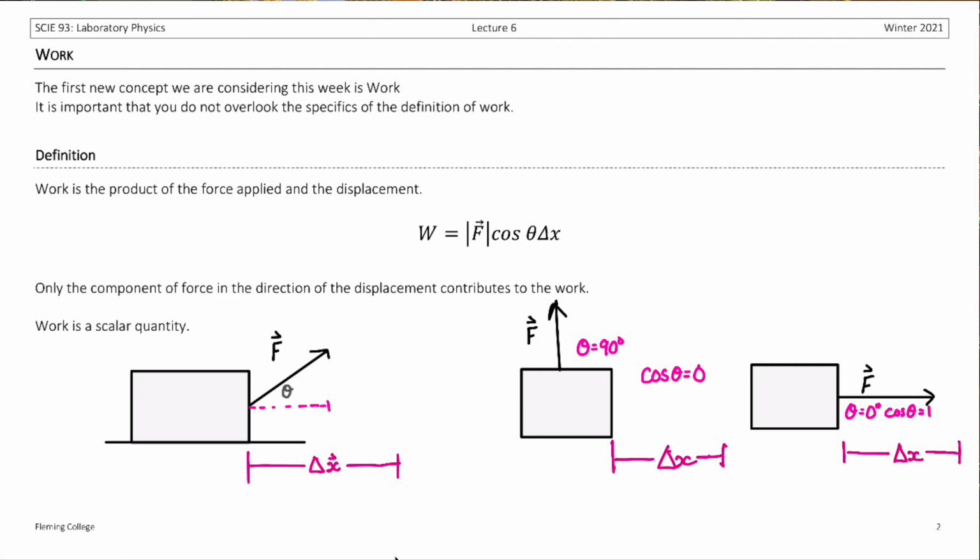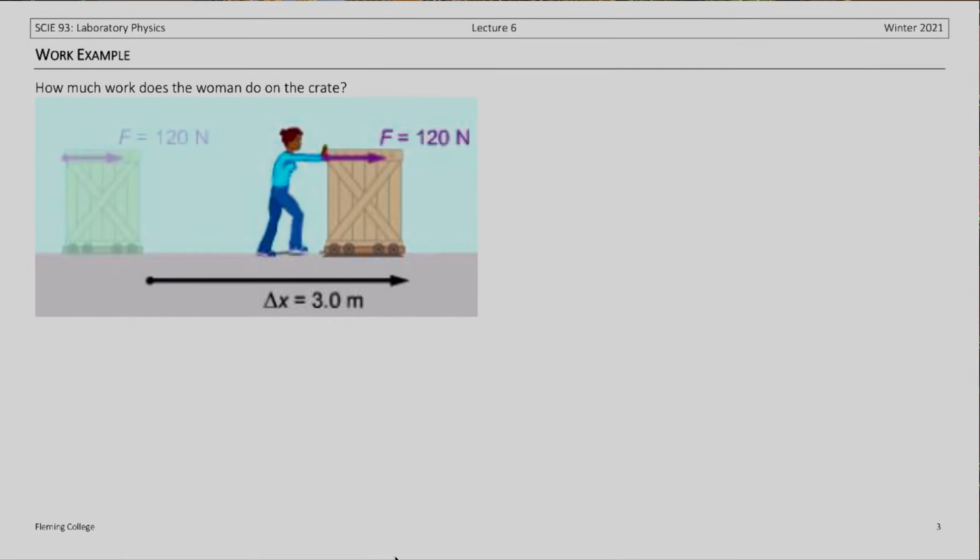Looking at our formula, you should see that the W representing work has no vector over top, and this should assure you that work is a scalar quantity. Looking at an example that asks us how much work does the woman do on the crate, we can see that there's an applied force of 120 newtons and a displacement of 3 meters. The applied force, represented with the purple vector, is parallel to the displacement.